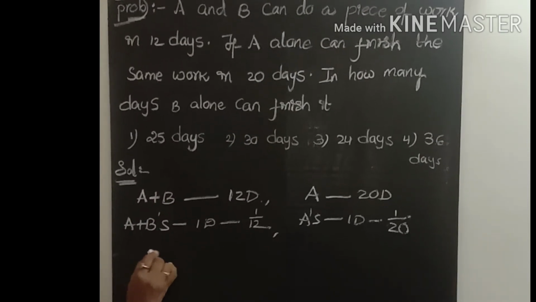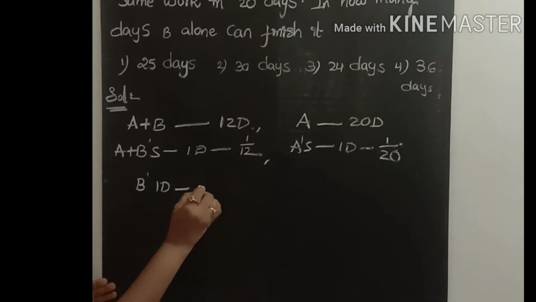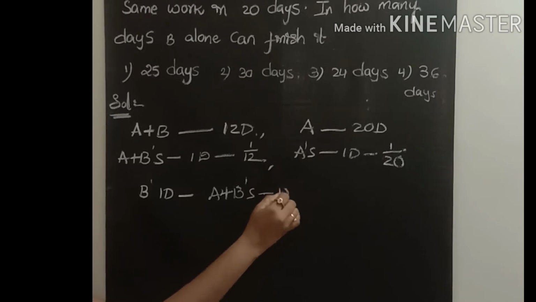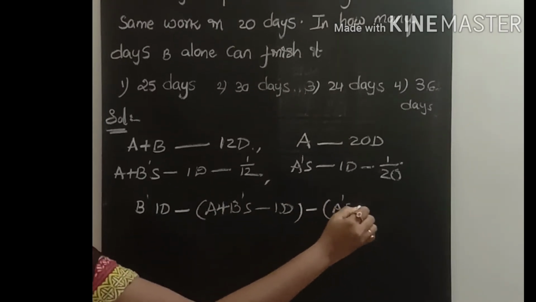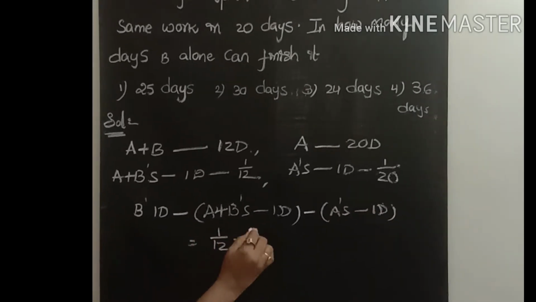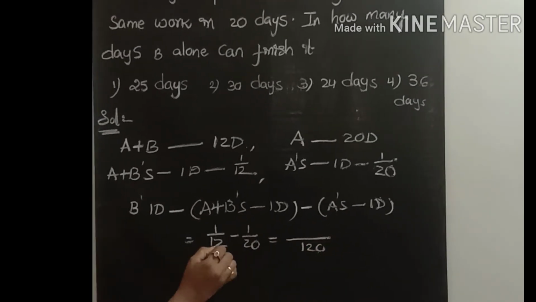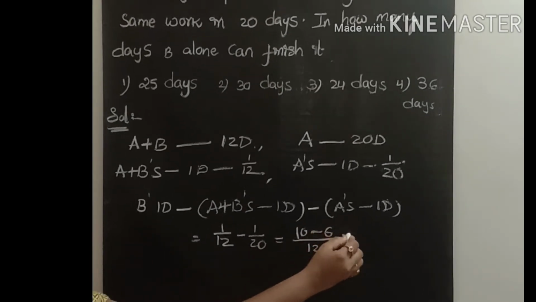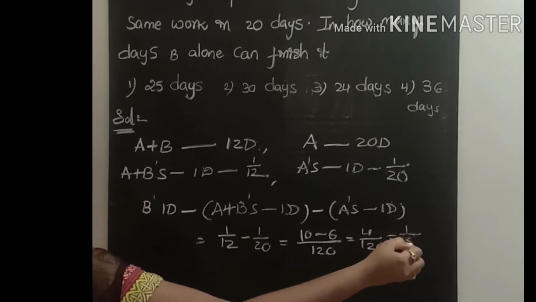So first we find B's 1 day's work. B's 1 day work is equal to A plus B's 1 day work minus A's 1 day work. That is 1 by 12 minus 1 by 20. Now taking LCM, 120. 10 minus 6 is equal to 4 by 120, and this is equal to 1 by 30.